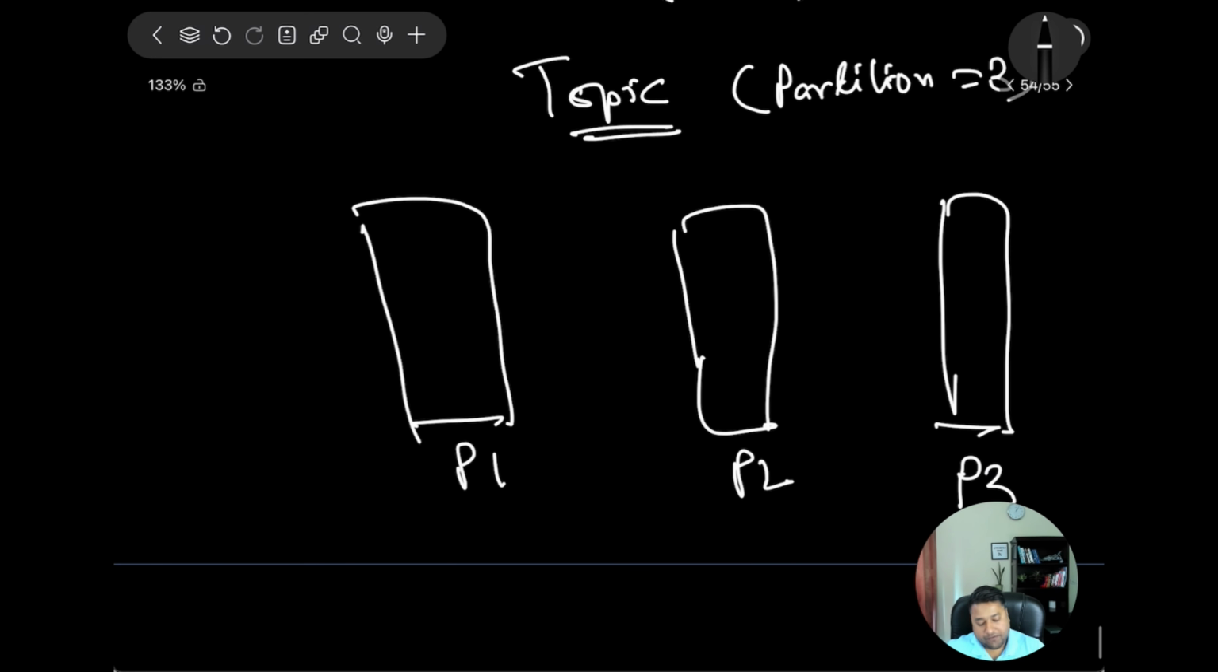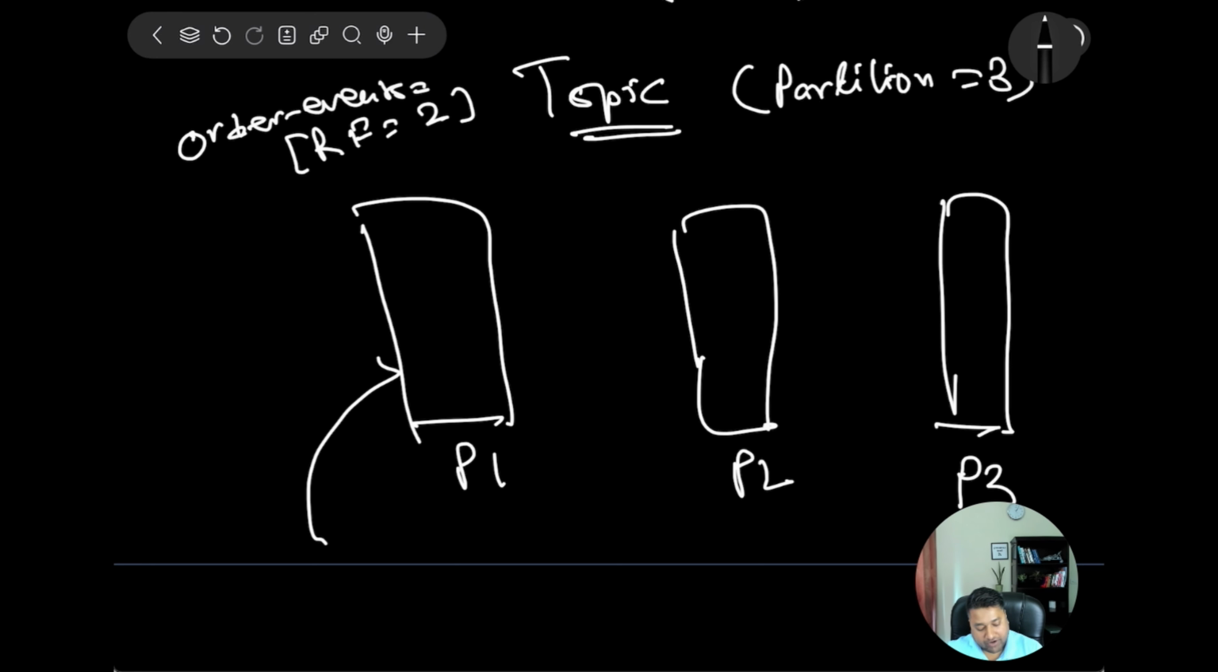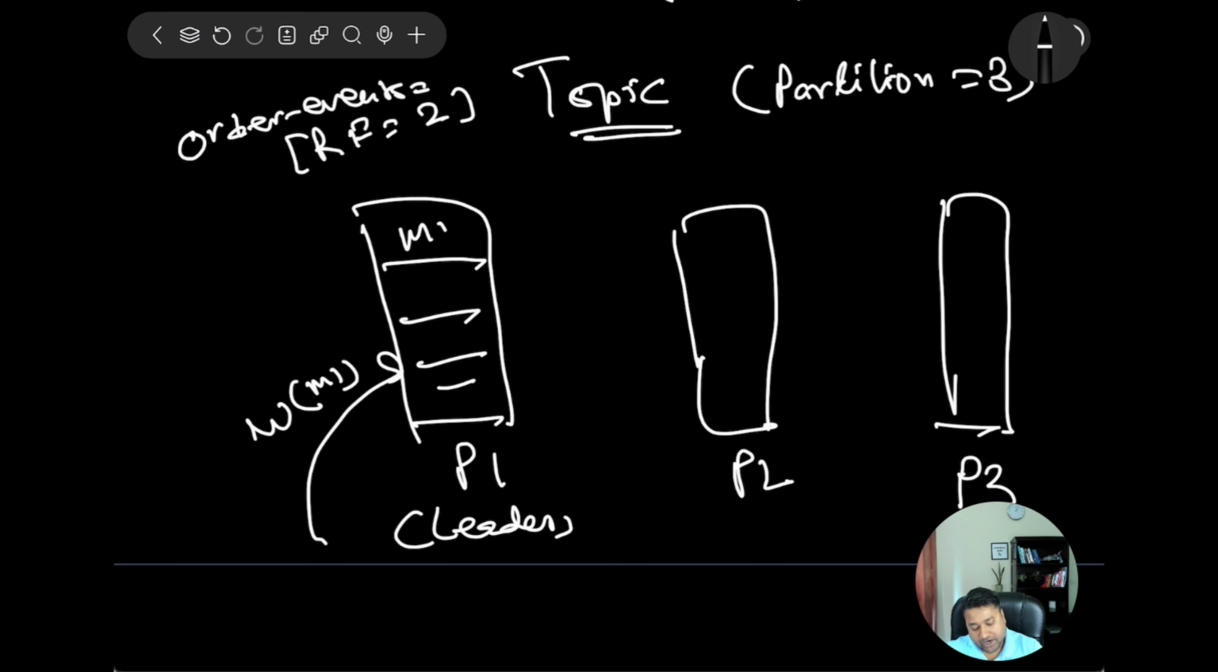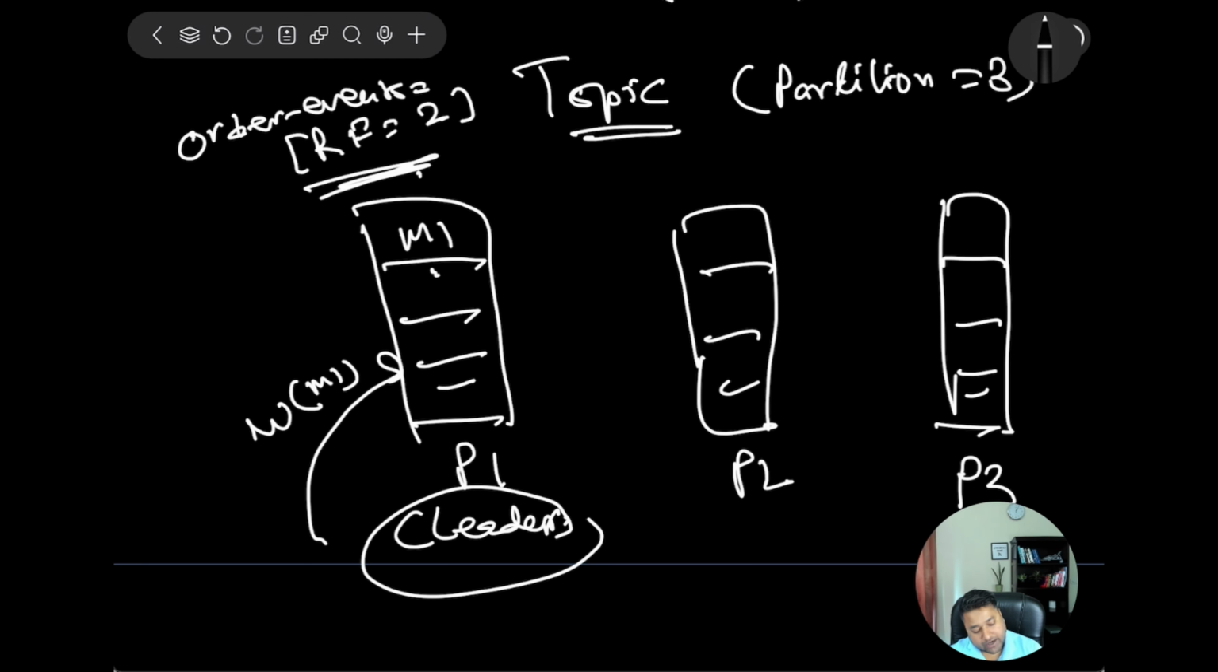Now if you have replication factor for order events, let's say replication factor is equal to 2. What it means is the same data that you are writing on P1. So let's say P1 is a leader, right? When you are doing a write operation, let's say M1 here, so you are writing M1 here. With the replication factor, the leader node will see that it has to replicate M1 to a different node as well. So it may write the same data to maybe partition 3.